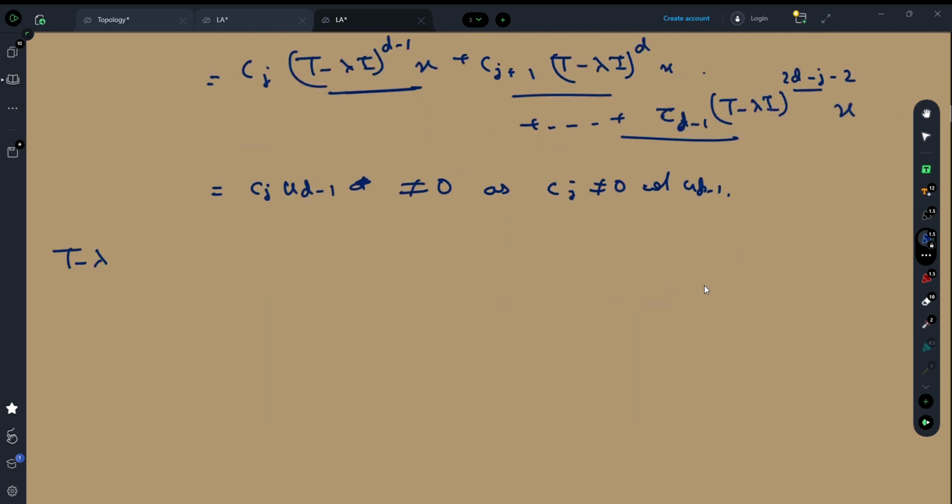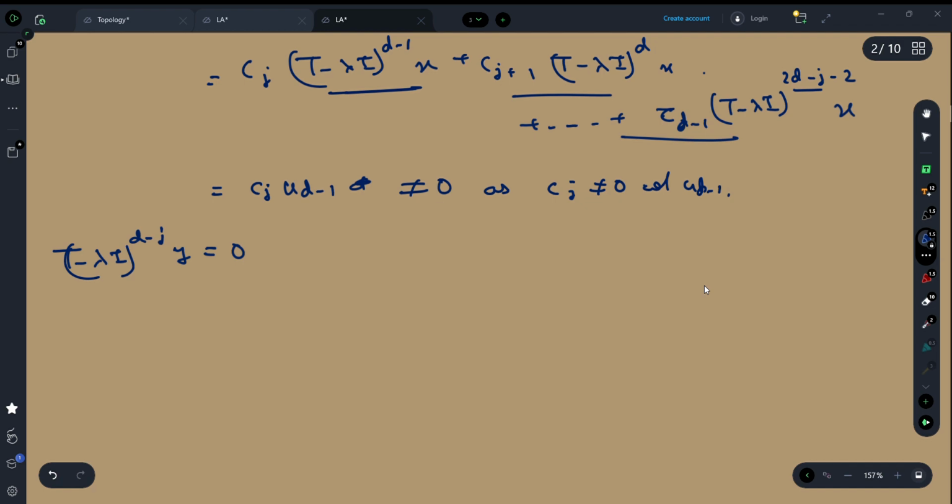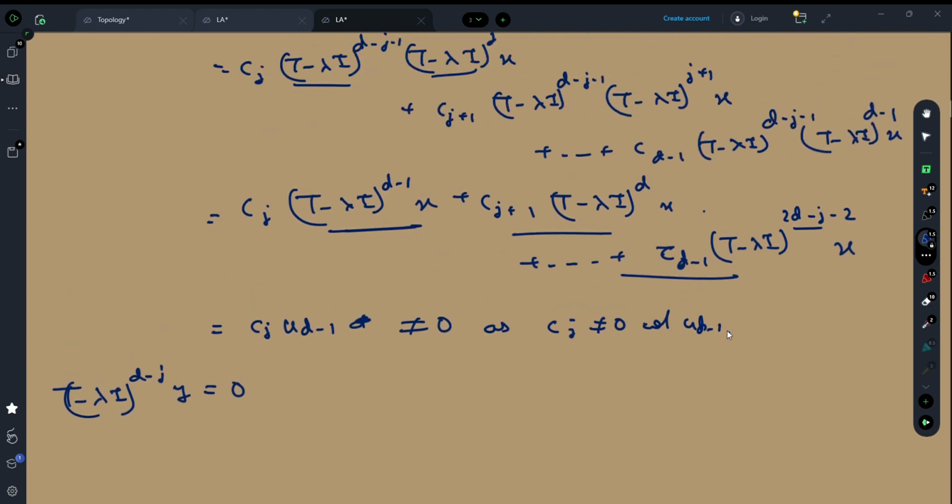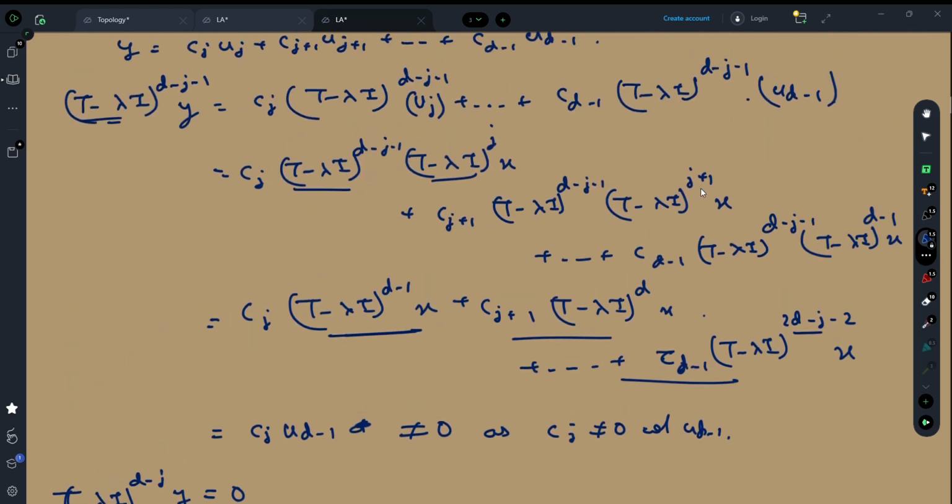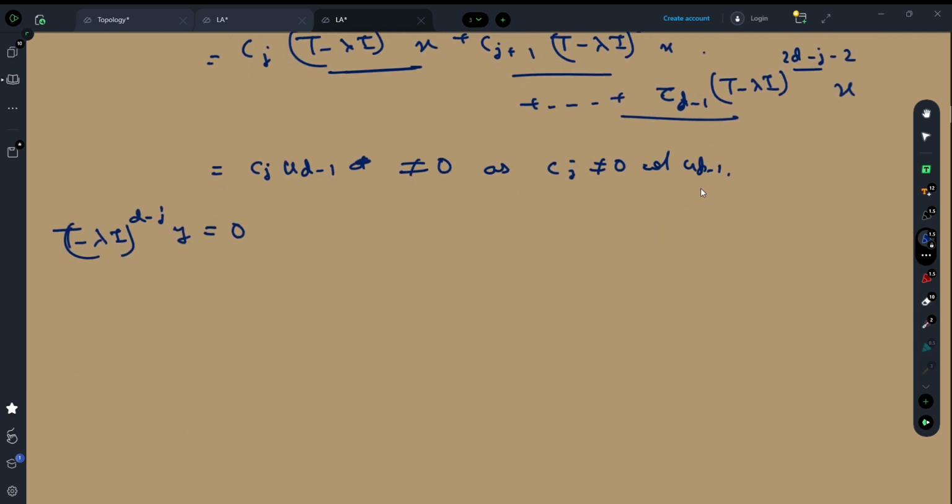But what can you say about (T minus lambda I) to the power d minus j of y? Then that will trivially be 0. You can just expand it out using whatever I did here. In this case this one won't be there, so this j and j cancel out, so you will get d here, and all the other exponents will keep increasing, so this becomes 0, and all the other terms after that will also become 0. So immediately it becomes 0, right?